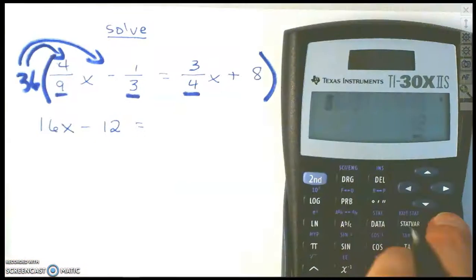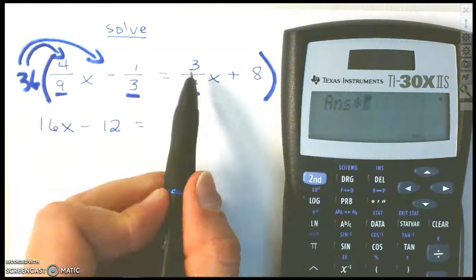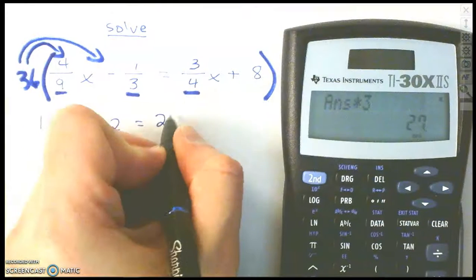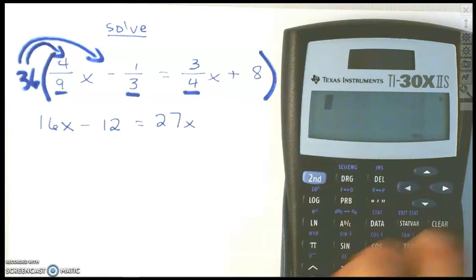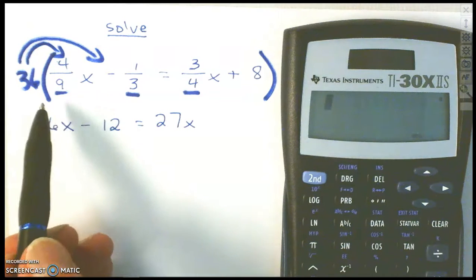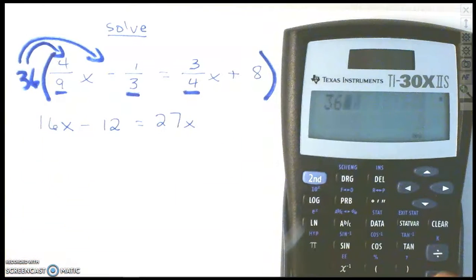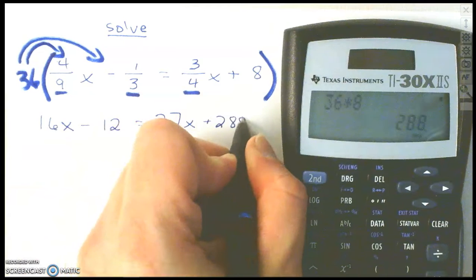36 divided by 4. Well, you can either know that that's 9 or you can use your calculator. Okay, 36 divided by 4, that gives you what? 9. Okay, and then what do we multiply that 9 by? The 3. And that gives you then 27. And bring down your x. And the very last piece, what do we have that's left over here? Well, there's no fraction, so we just take 36 times 8. And that leaves you then with 288, doesn't it?